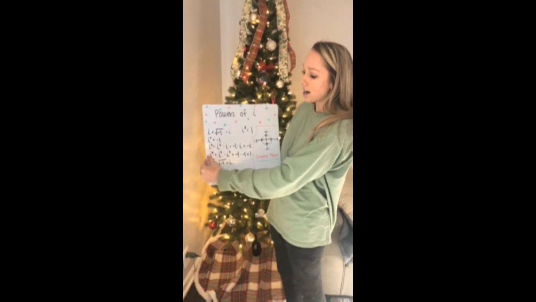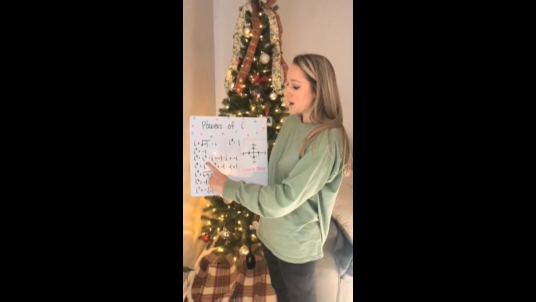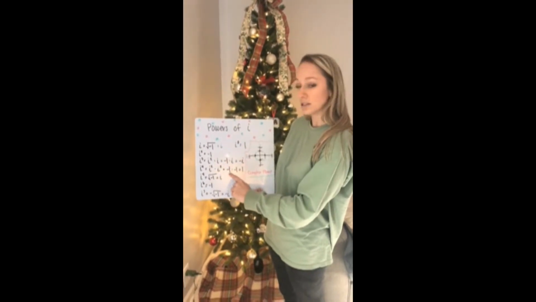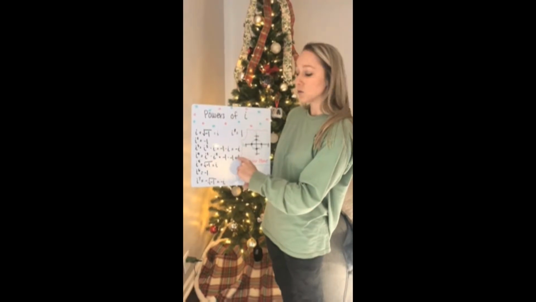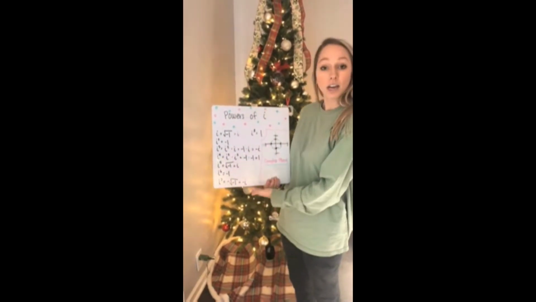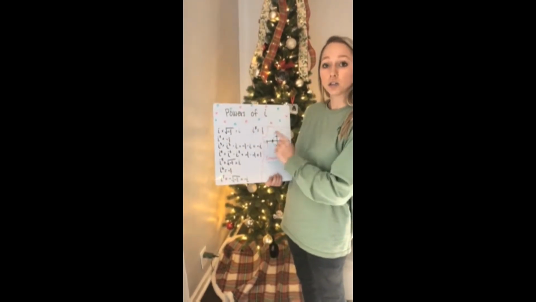So then i to the 4th, we once again split it up, and this time we do i squared times i squared. And we know i squared once again equals -1. So we just do -1 times -1 equals 1. And we keep doing that for each power. If you take a look at the pattern, we notice that there's a cycle, and it's going to end up being in a circle.